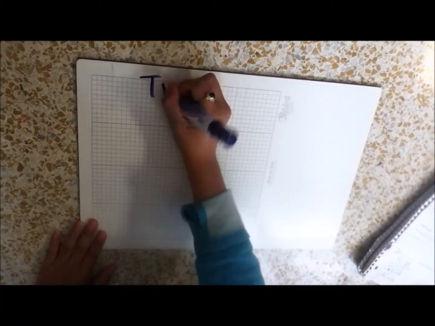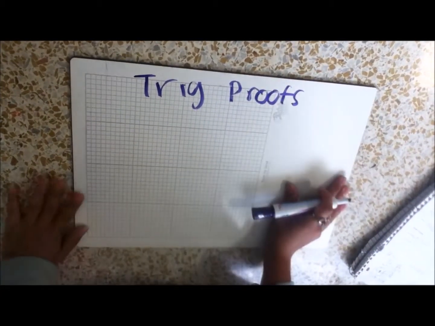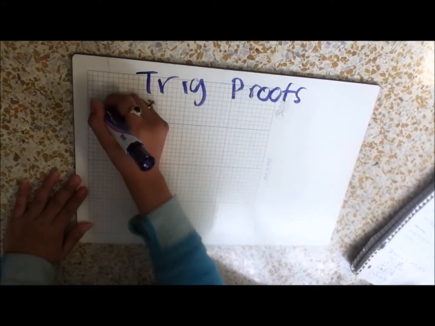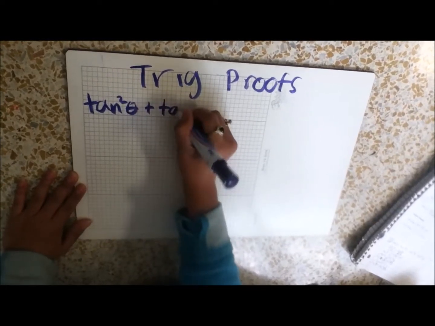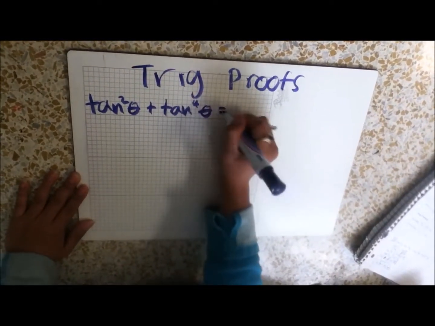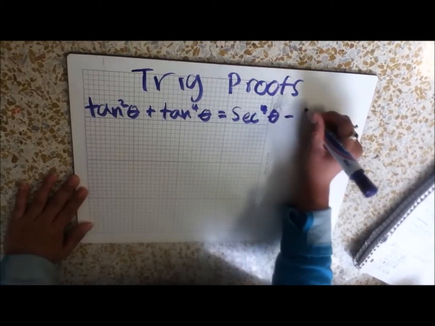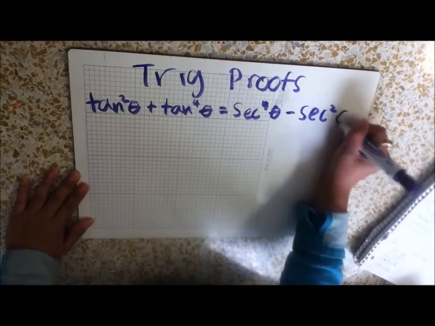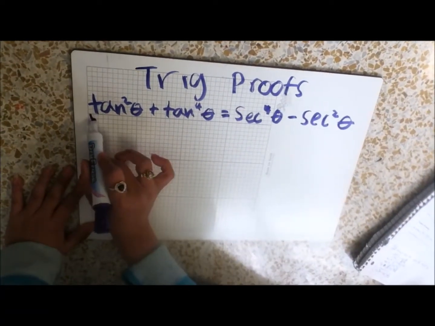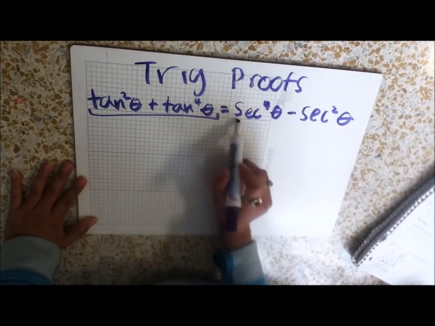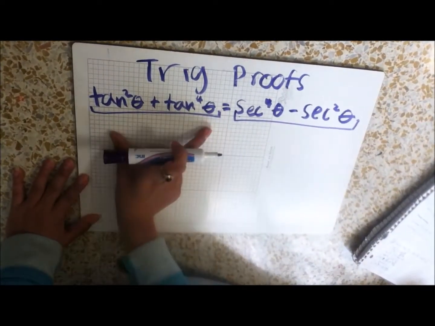We'll be solving trig proofs, and it's fairly easy. For our example that we're going to use now, it's tan squared theta plus tan to the 4th power theta equals secant to the 4th power theta minus secant squared theta. So basically we have to prove that this equals this. For that, we're just going to focus on the first part.